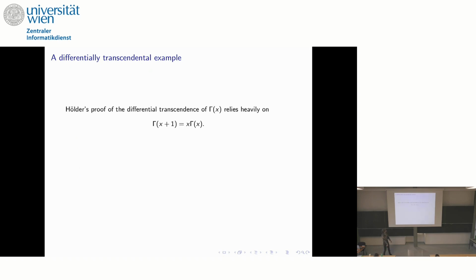Okay. So let us come back to our favorite example, the gamma function. In fact, Hölder's proof relies heavily on the fact that the gamma function satisfies a nice difference equation, which is as follows, where in fact we have a very simple dynamics on C(x), which is given by replacing x by x plus 1.